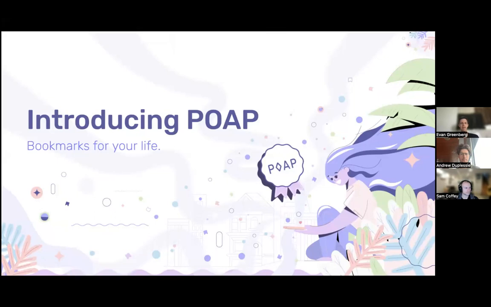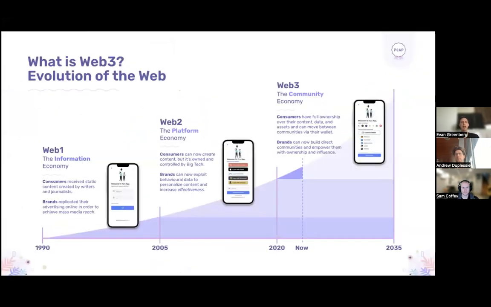We have a two-part presentation here, because if you're not too familiar with Web3, some of the stuff Andrew was just talking about may be a little new to you. So we have a little bit more on what is Web3, followed by how POAP fits into that whole ecosystem. So some people ask us, what is Web3? Was there a Web 2? Was there a Web 1? And the answer is yes, there was.